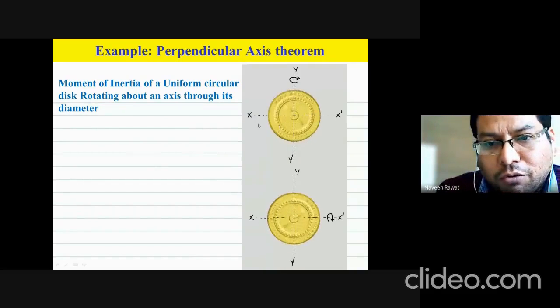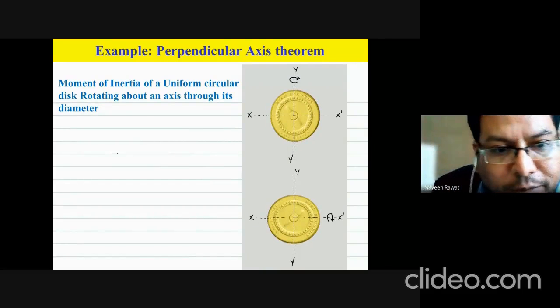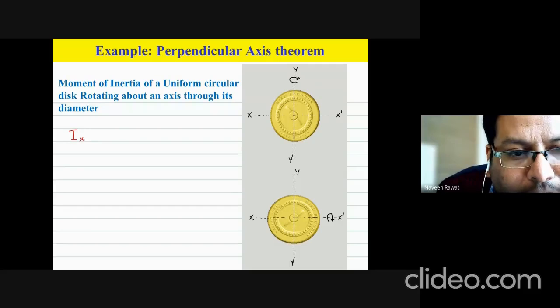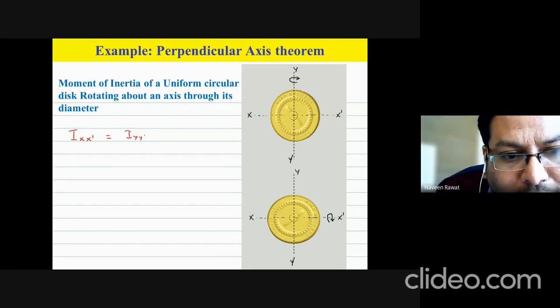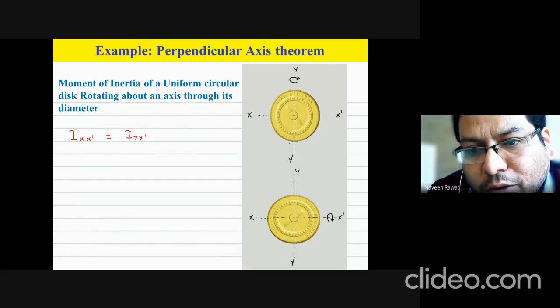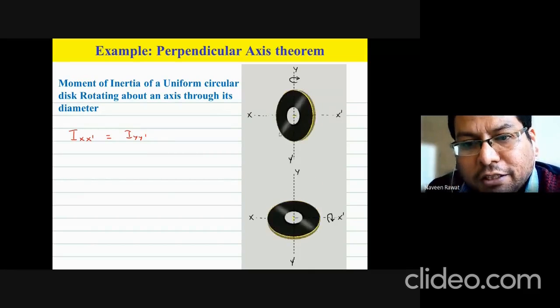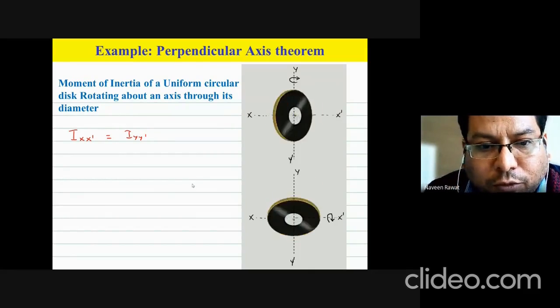So now how do we calculate the value of this? All right. Now these two cases are interchangeable. There is essentially no difference between I along the x prime axis and I along the y prime axis. Why? Because this coin is completely symmetric. Okay. So anything that is rotating about this axis and anything that is rotating about the x prime axis, essentially the rotation is the same, as you can see for both these cases.